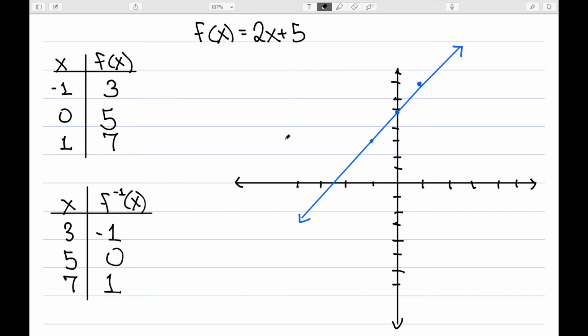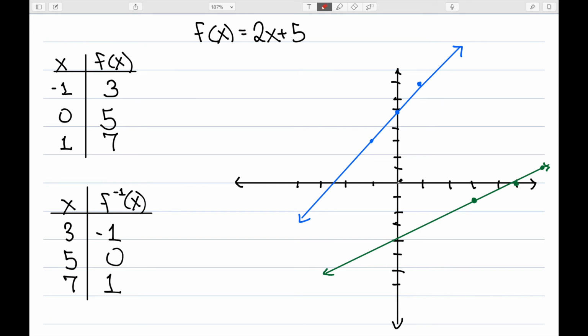So let's graph this. I should go over 3 and down 1, over 5 and down 0, and over 7, which is over here, and up 1. And once again, we can draw the line between these points. So now I have the graph of the inverse.